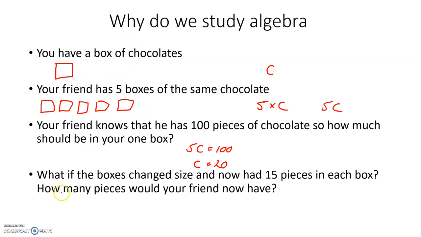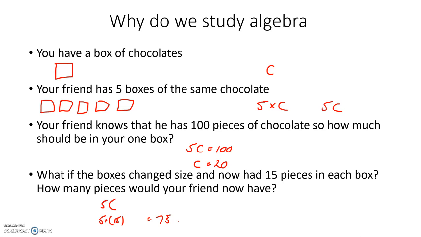But the other reason for using algebra is we can say, okay, the boxes have now changed to 15 pieces, and your friend has still got 5C. He's got 5 boxes, but each box now only contains 15 pieces. So this C is actually 15. So you look at 5, and instead of C, 15. Now again, we know there's a multiplication symbol in there, and if there's nothing between the number and the brackets, there is a multiplication symbol. So 5 times 15 will tell you that he's now got 75 pieces.